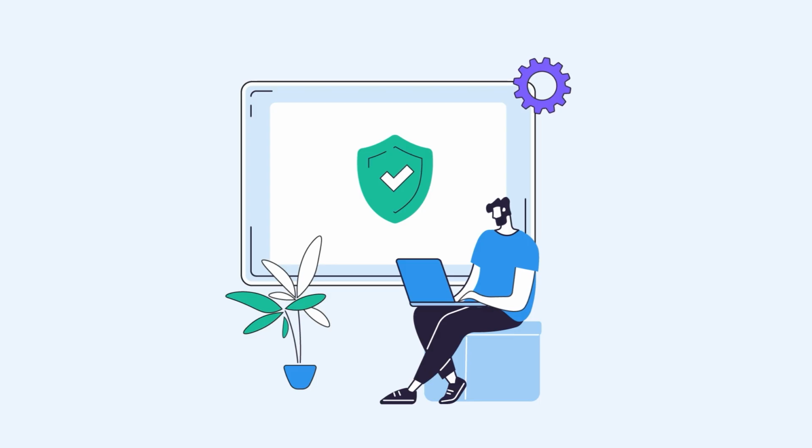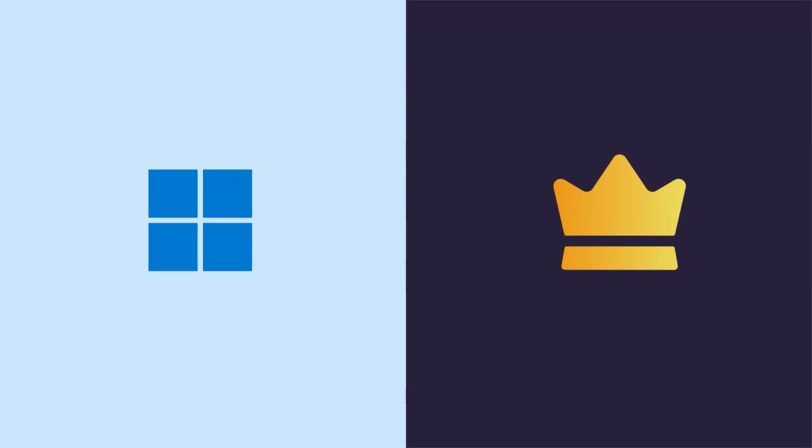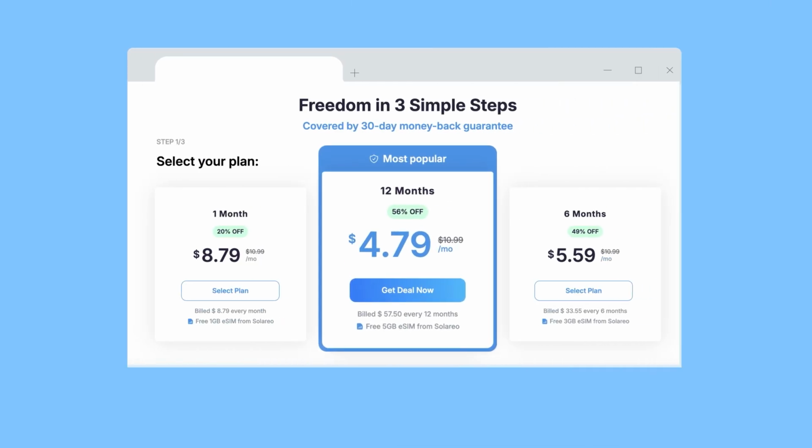Want to use VPN Super on your Windows PC? Let's get you set up. It only takes a few minutes. Before you start, make sure you have two things: a PC running Windows 10 or 11 and an active VPN Super Premium subscription. Don't have one yet? Get one on the website.